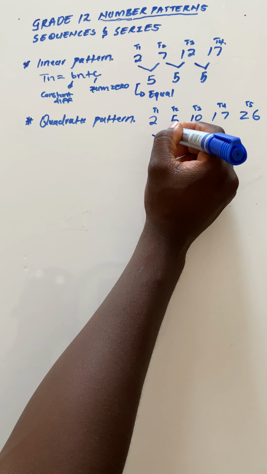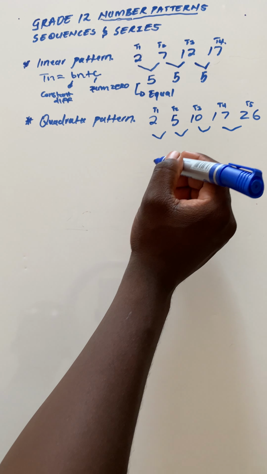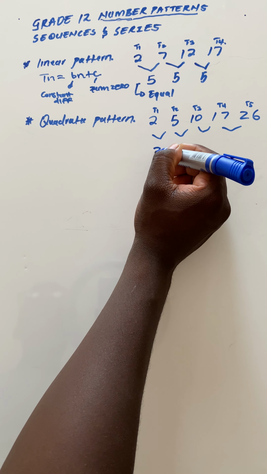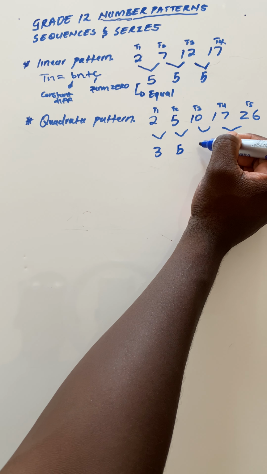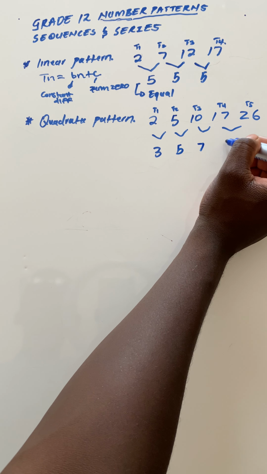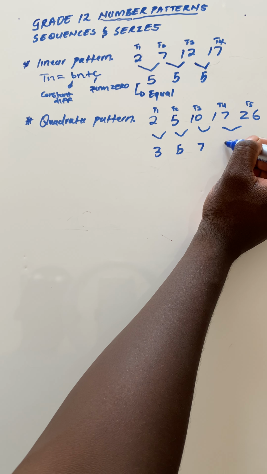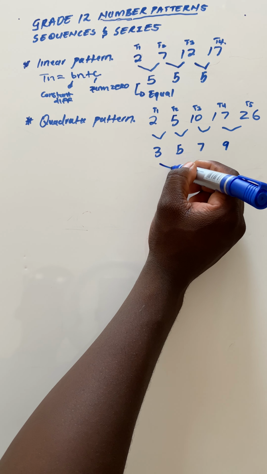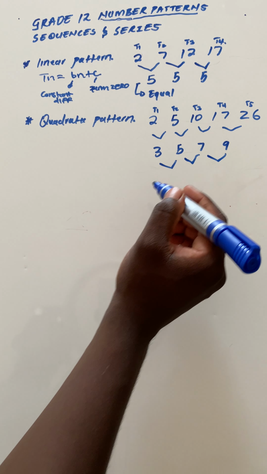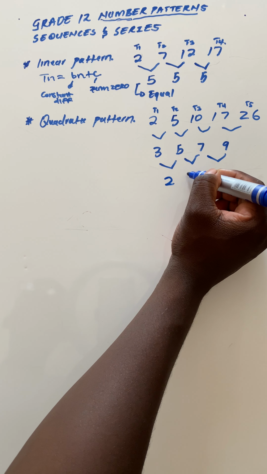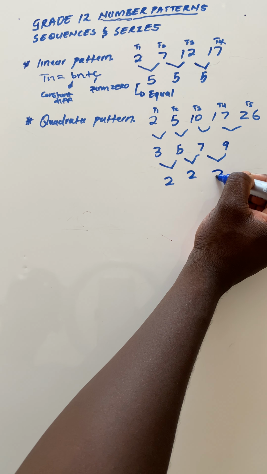So finding the differences here, there will be 5 minus 2, that would mean there will be 3, that will be 10 minus 5, and that would be 5, 17 minus 10, that would be a 7, 26 minus 17, that would be a 9, right? So now you find the differences of the first differences again. That will be 5 minus 3, which is 2, 7 minus 5, that will be 2, 9 minus 7, that will be a 2, right?